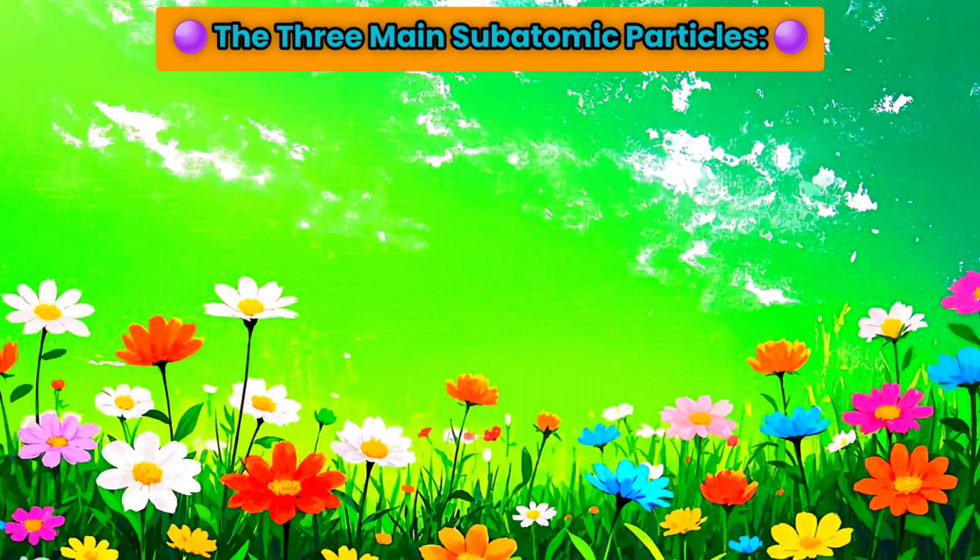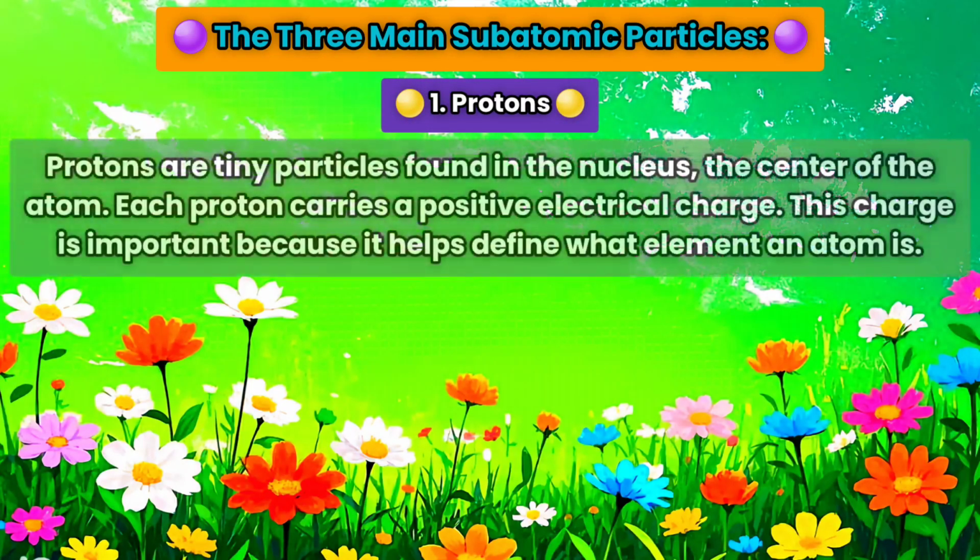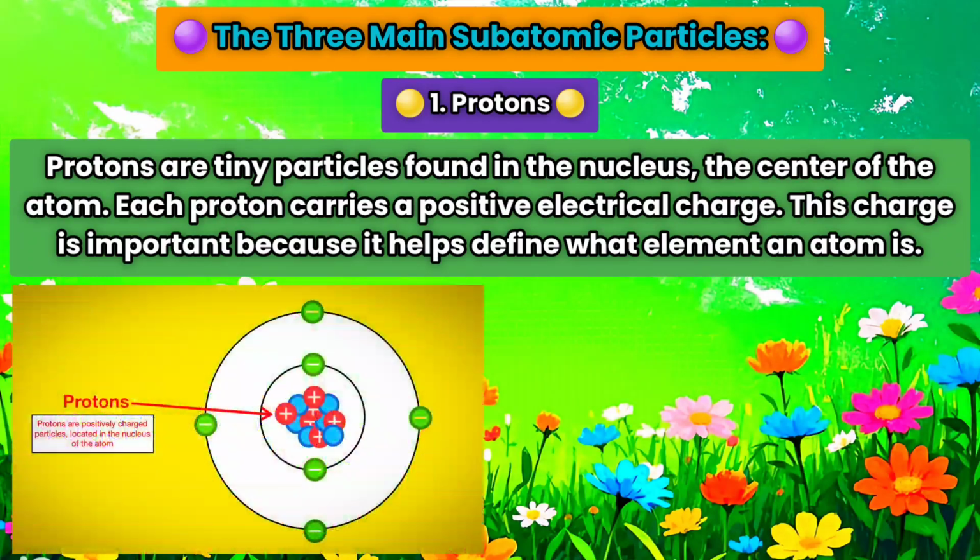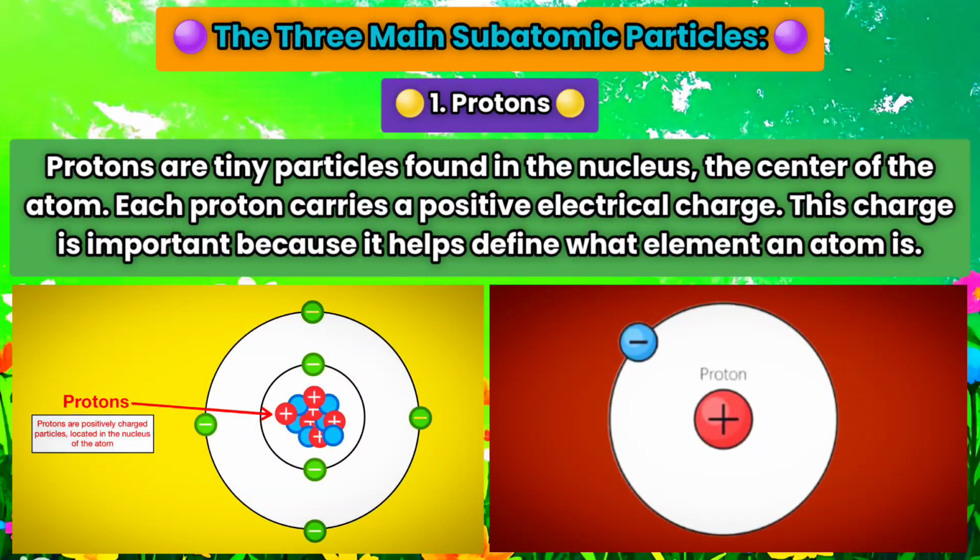Here are the three main subatomic particles. The first one is protons. Protons are tiny particles found in the nucleus, the center of the atom. Each proton carries a positive electrical charge. This charge is important because it helps define what element an atom is.